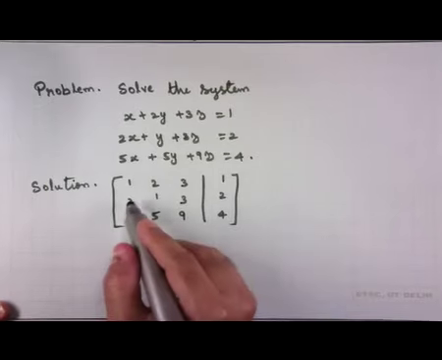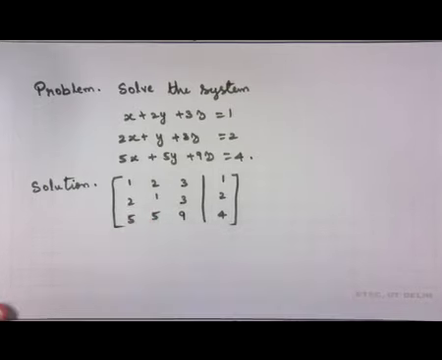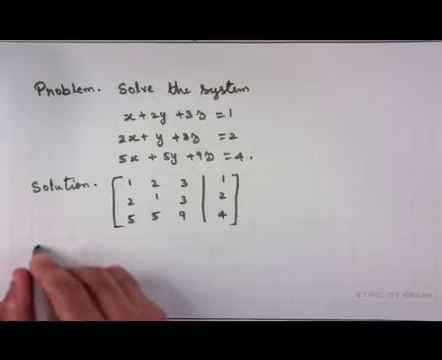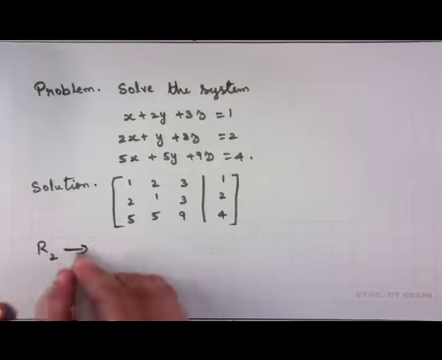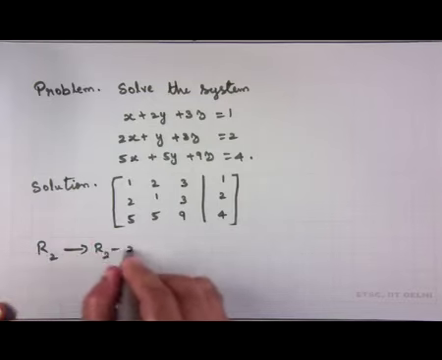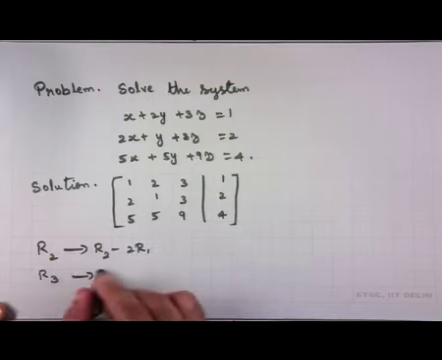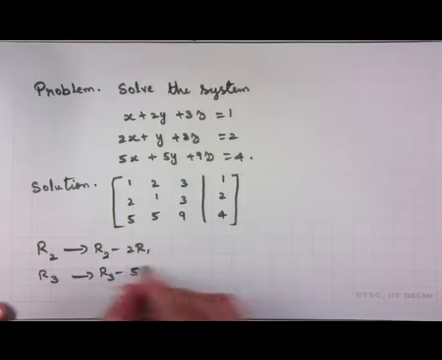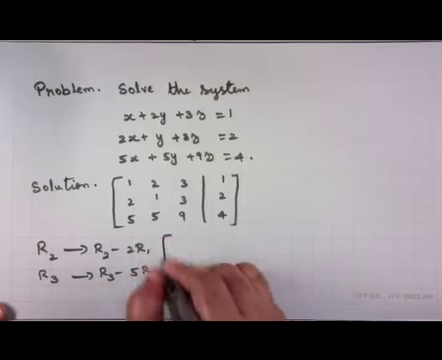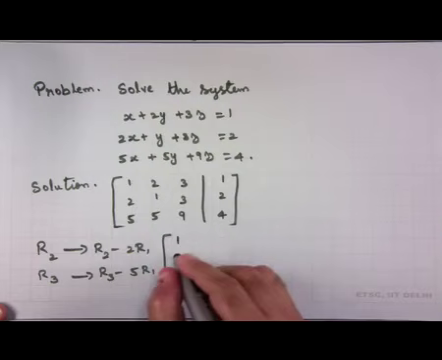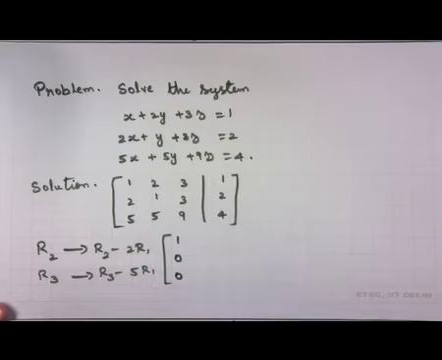Now, let us try to convert these two elements 2 and 5 into 0, because the first element is just 1. R2 is replaced by R2 minus 2 times R1, and R3 is replaced by R3 minus 5 times R1. The first column is going to be just 1 0 0.